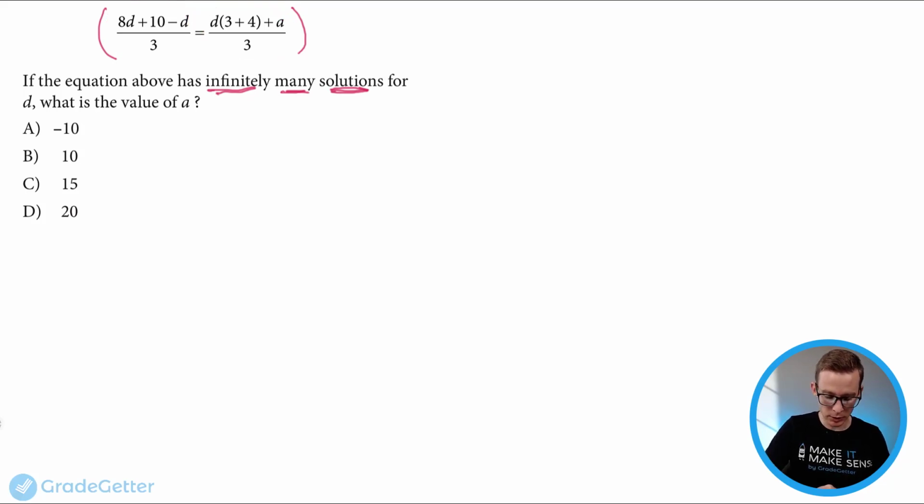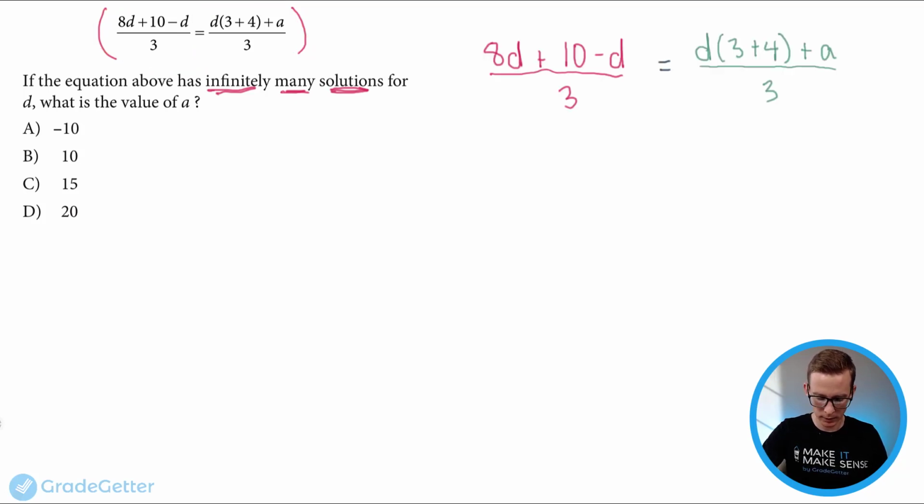Okay, well, if there's infinitely many solutions for the equation above, what that means is that the expression on the left side of the equal sign needs to equal the expression on the right side of the equal sign. So I think what I'm going to do is rewrite our equation, and then simplify the left-hand side of the equation and then the right-hand side of the equation and see how I can make them equal to each other. So let's do that. Okay, so I've rewritten my equation here. Haven't changed anything. All I've done is rewritten the left and the right-hand side in different colors just to keep track of them.